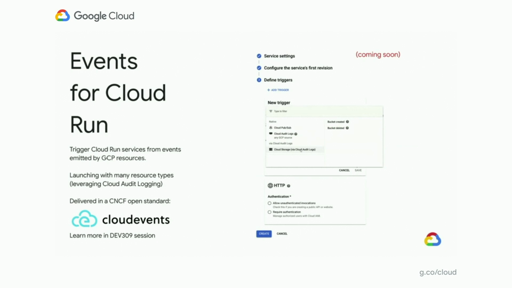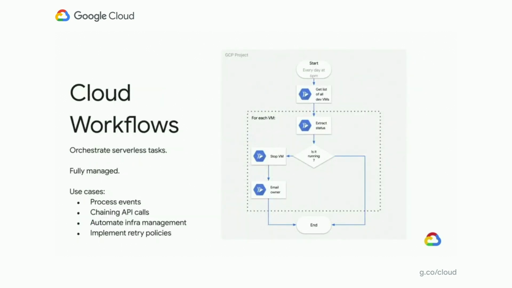So I'm also very excited to say that we are launching Cloud Workflows. Cloud Workflows allow you to orchestrate your serverless tasks with a rich and declarative programming model. For example, you want to process events with multiple Cloud Run services. You can chain API calls. You can automate infrastructure management. You can implement retry policies very easily thanks to Cloud Workflows.